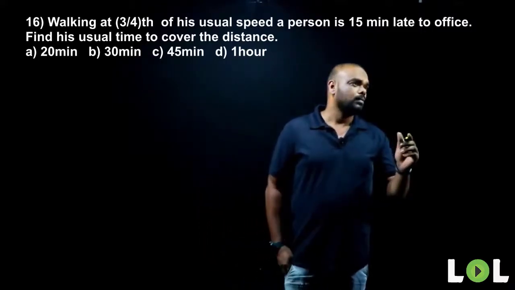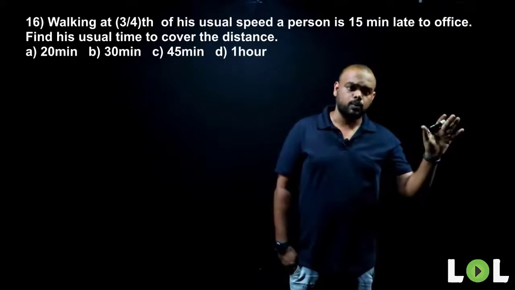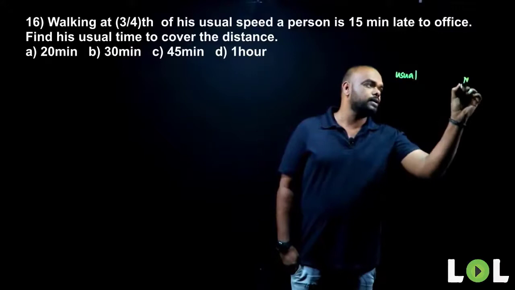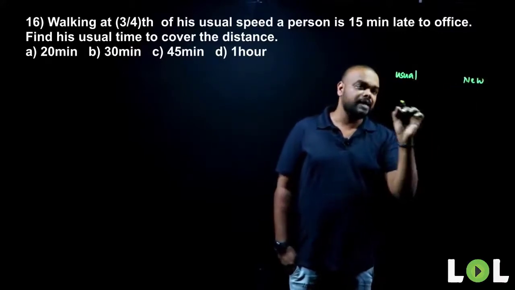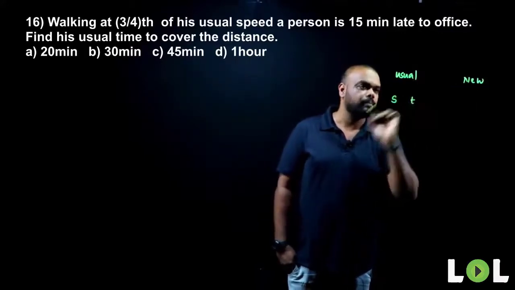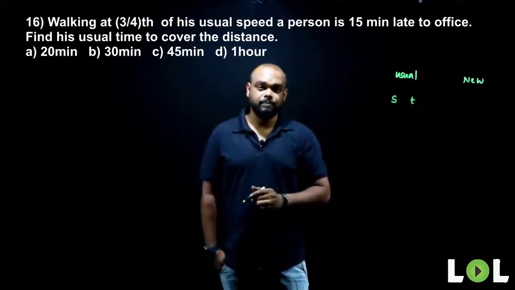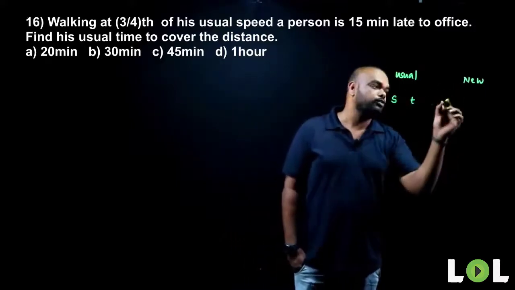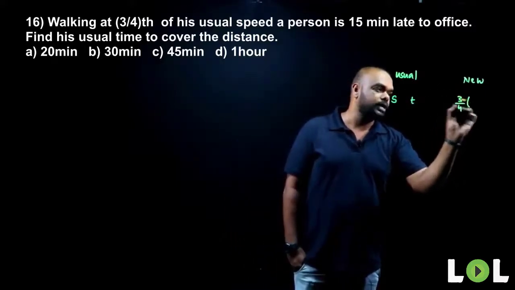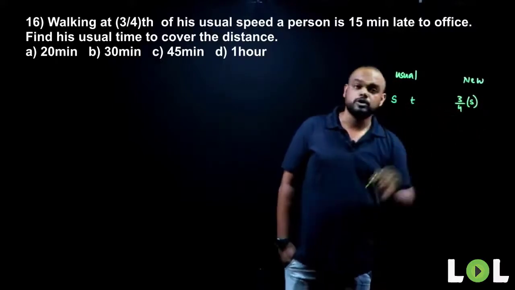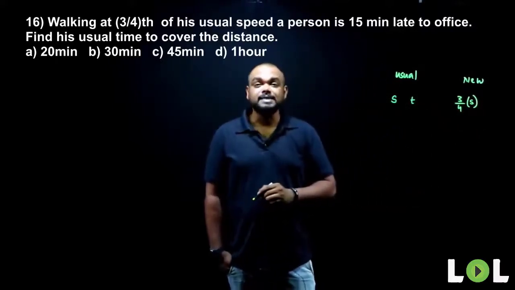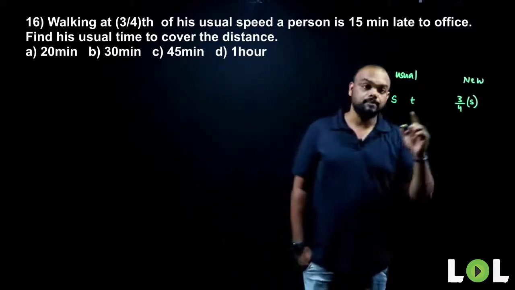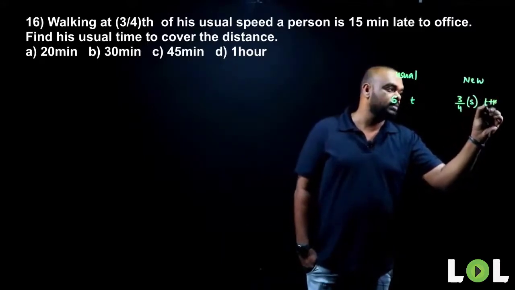See, there are two different speeds. One is the original or usual speed, and the other one is the new speed. Let us consider usually he travels at speed s and takes some time t. Now walking at 3/4 of the usual speed, the new speed is 3/4 of s. He is 15 minutes late to the office. It means he will take 15 minutes more than the usual time. Usual time is t, so now he takes t plus 15 minutes.